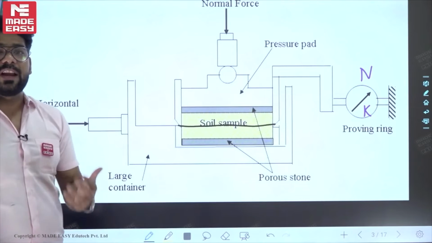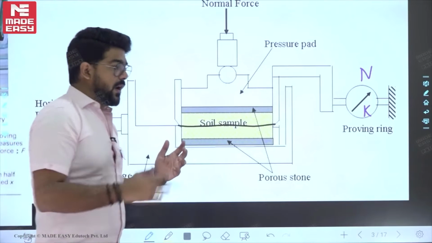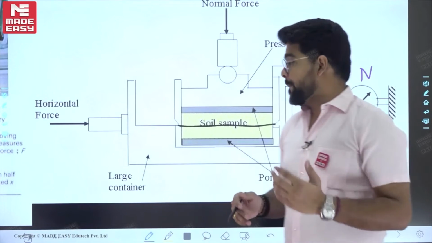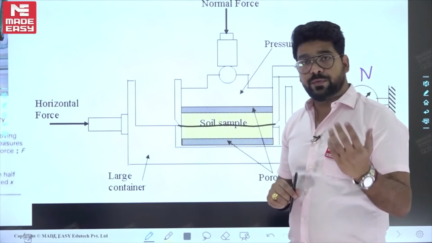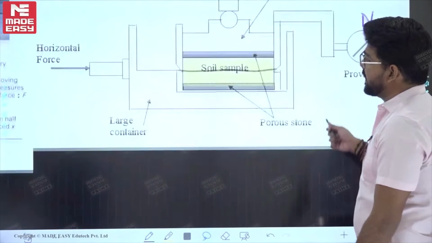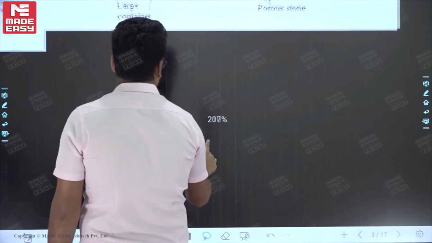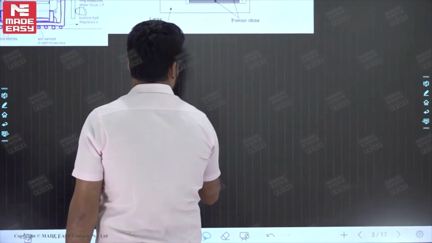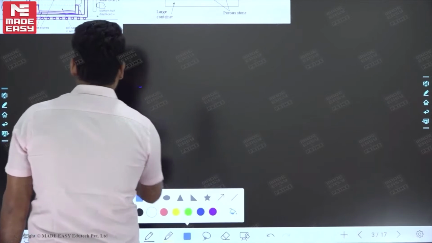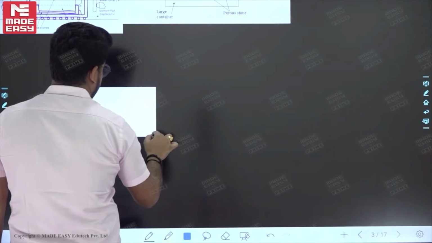It means that the failure plane is already predetermined in this case, and this is the limitation of this direct shear test. In this case, the failure plane is predetermined. Okay, so this is a limitation, and now you can see in this case, if we consider the specimen, so here we can say this is something like a direct shear test specimen.